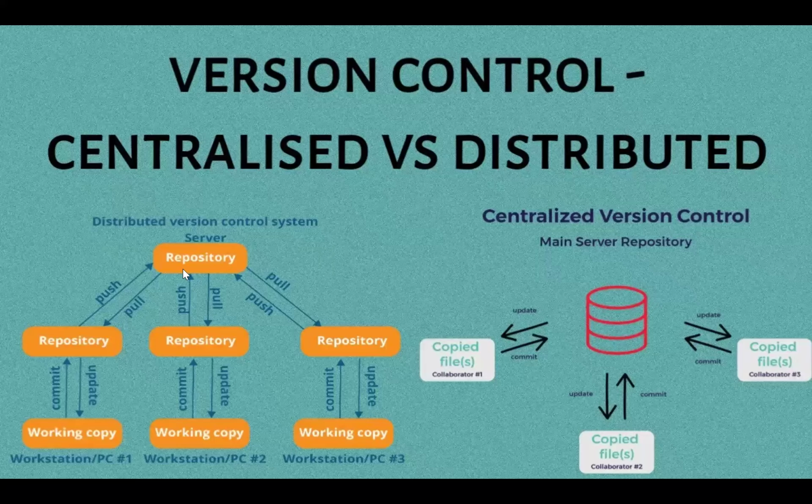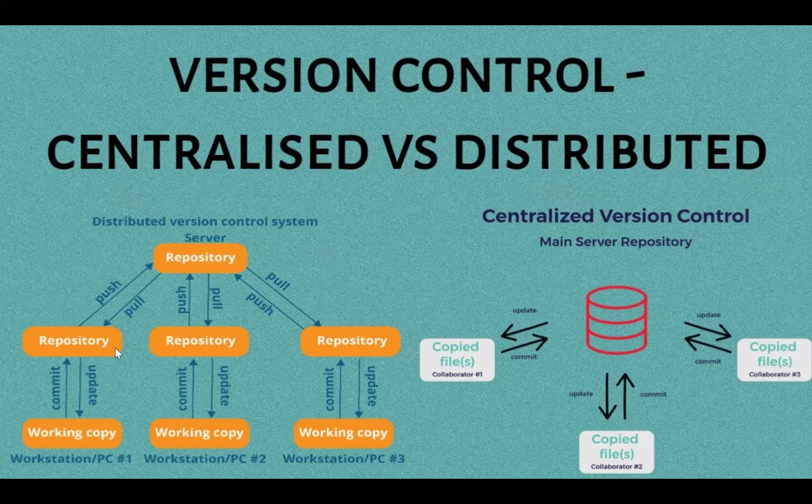So in that case, this distributed part comes into the picture. In a distributed version control system, you will take a clone of the whole repository in your local system. The repository is cloned to every local system, so any developer who wants to make changes to a particular file can easily do it.